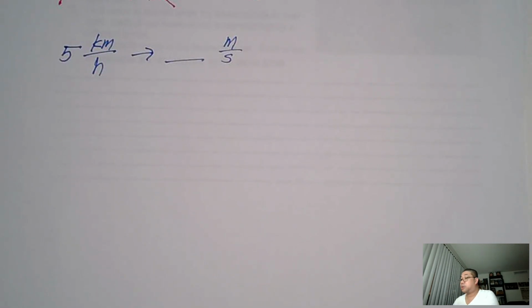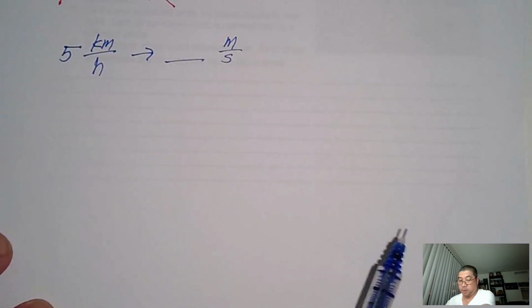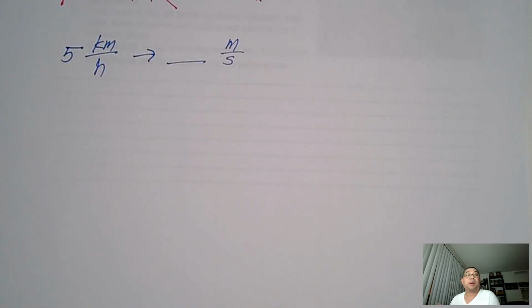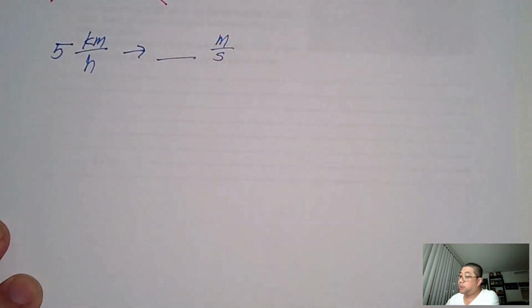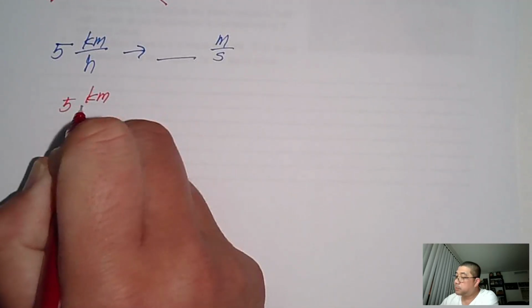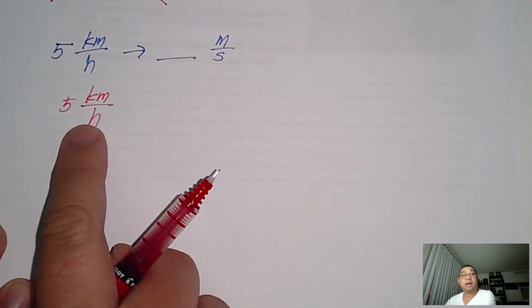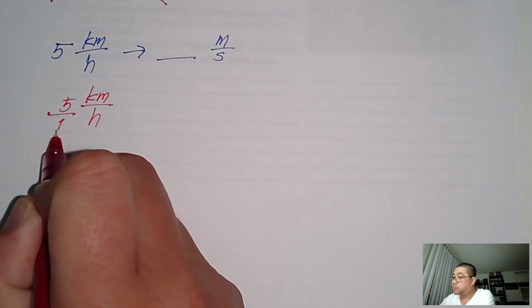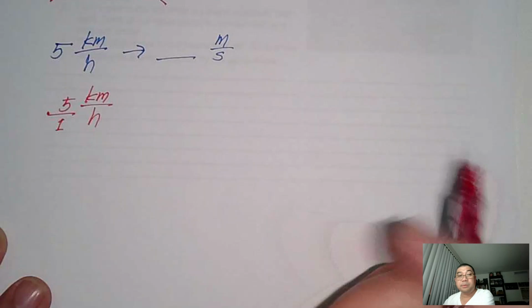So, kilometers per hour to meters per second. First step, of course, is to copy down the given, which is 5 kilometers per hour. If you look at it, this is already a fraction, so all we have to do is divide it by 1 again. Just put the 1, that's already in terms of fraction.